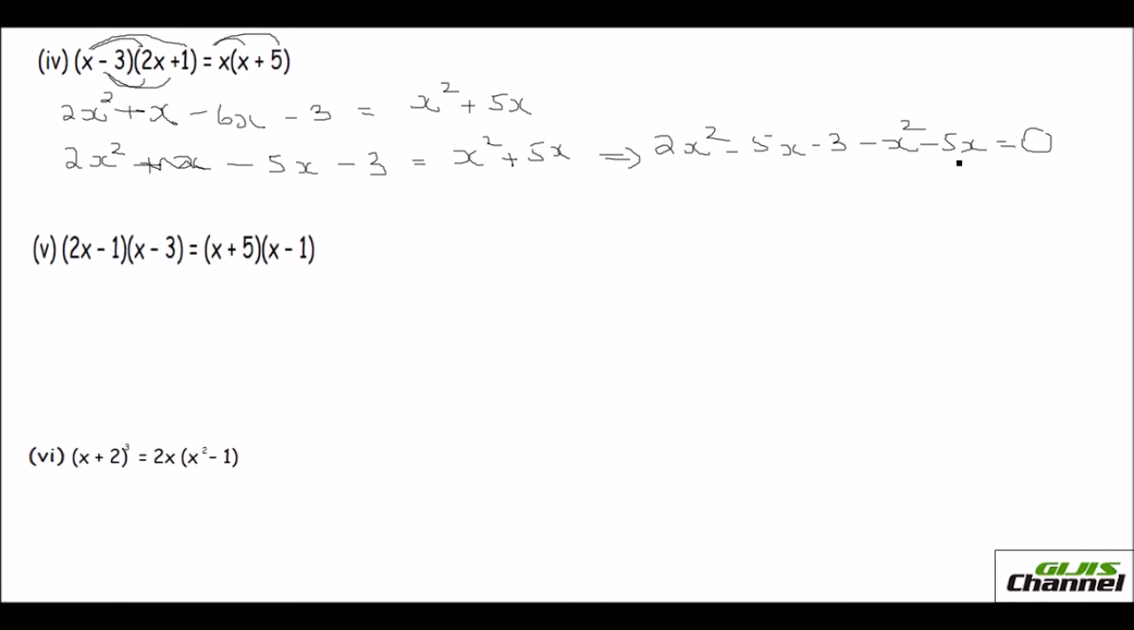So what happens here? 2x squared minus x squared is 1x squared. So that is x squared. Minus 5x and minus 5x is minus 10x. You have to add and put the greater number sign. So that is minus 10x. And then you are just left with minus 3. Of course, this is a quadratic equation in the form ax squared plus bx plus c. So I say this is a quadratic equation.